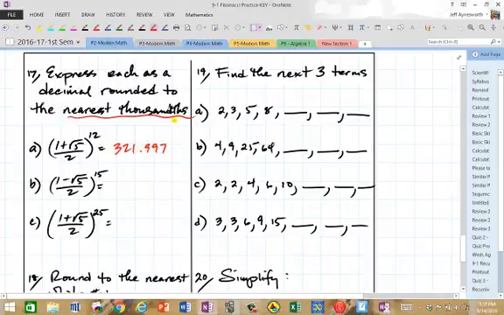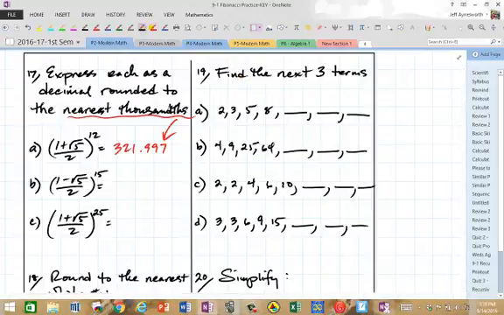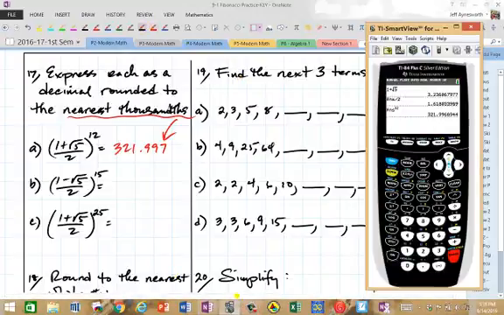Okay, nearest thousands. Okay, now let's do it again, but this time let's take it to the 15th power. But let's include a minus sign. So 1 minus the square root of 5 divided by 2, raised to the 15th power.